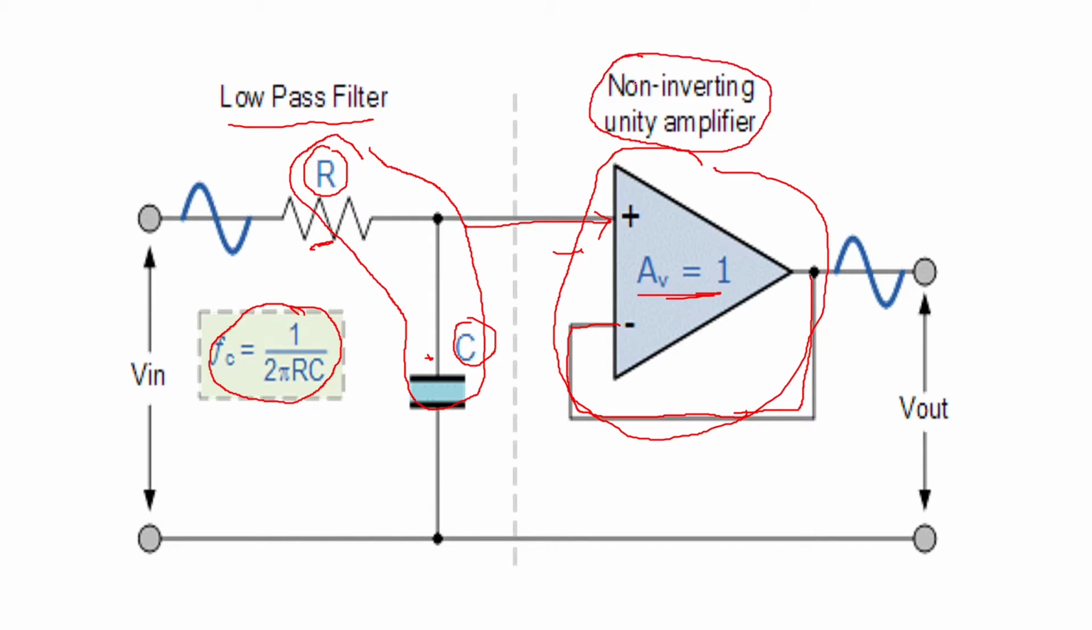Now in place of the unity amplifier, by using some feedback resistor and input resistor, we will make a non-inverting amplifier with a gain, and the gain depends on the feedback resistors. That means the output will be so many times or specified times more than the input.